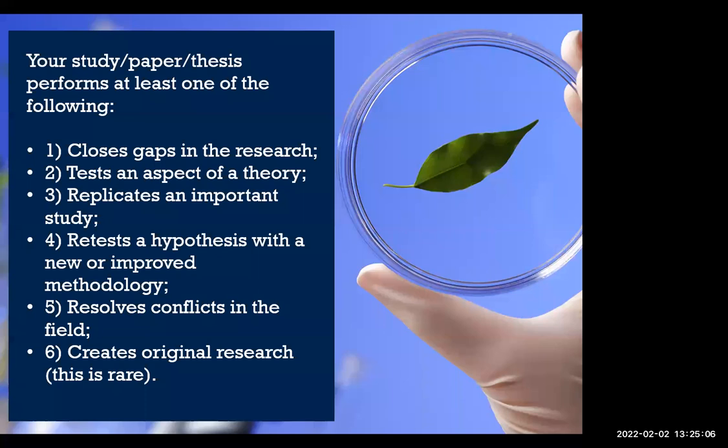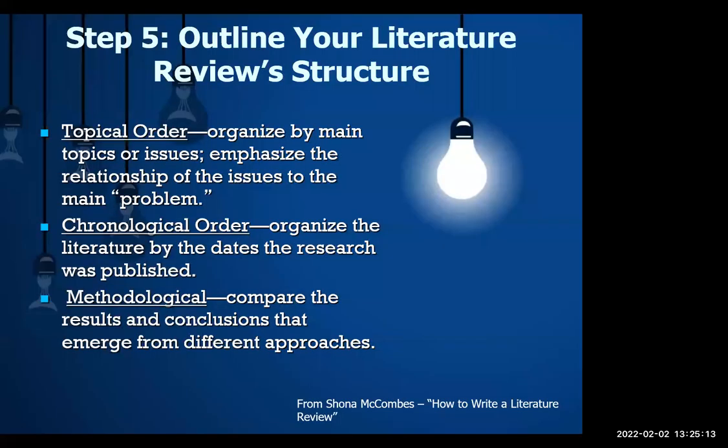Once you decide what your thesis is going to do, what your paper or your study is going to do, you can now move on to outlining it. There are several ways that you can outline your literature review. There are several structures that you can use. The first type of structure is topical order, organized by the main topics or the issues, emphasizing the relationship of the issues to the main problem, which means you just organize it either by date or by how the issue was going throughout chronologically. That is the next order.